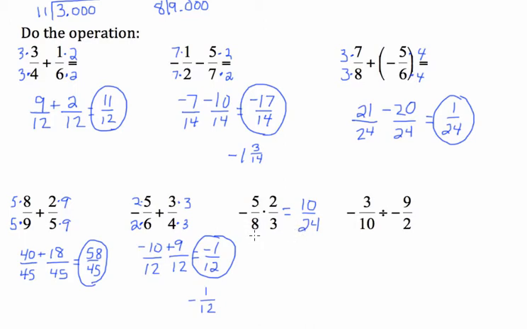Then let's think about the sign. I have a negative times a positive, so my sign will be negative. I must reduce. I see that they're both even, so I can divide a 2 out. So I get -5/12.